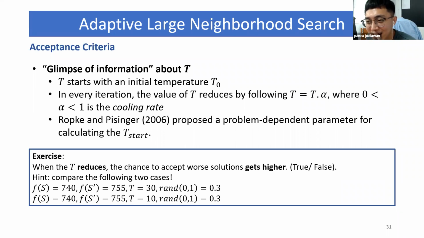Okay, seems like no one answers this. So after Dr. Wira put the result or the decision of the cases, which means the first case is true and the second case is false, it means that when the temperature or the T reduces, it is false that the chance to accept the worse solution gets higher. So what is correct is that the chance to accept the worse solution also reduces. So when the T reduces, the chance to accept the worse solution reduces.